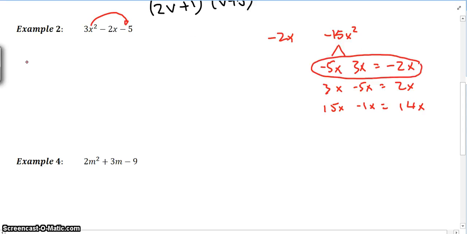So what I'm going to do is write this as 3x squared, but instead of writing minus 2x, I'm going to split it up as minus 5x plus 3x minus 5. I'm going to write that in red just to make it clear that's what we're doing here.